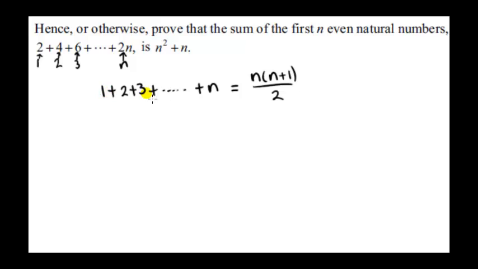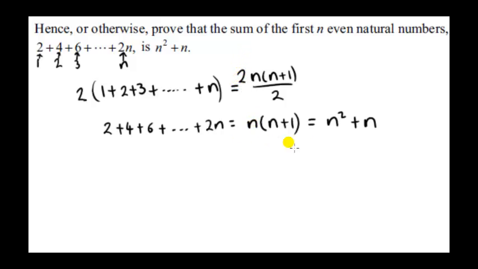And so that means that if we simply multiply both sides of this by 2, we'll have the sum of the first n even natural numbers. So there it is.